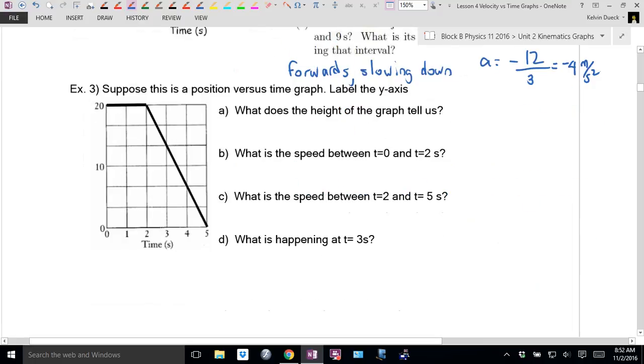Example 3. Suppose this is a position versus time graph. Label the axis. So I'm going to go really lazy. D in meters. You can write the whole distance thing out, but we're just doing a rough sketch. What does the height, remember the height is the y coordinate, tell us? Maybe this is so obvious that it's tough. What does the height, the y coordinate, tell us? I'll say the word distance, and I like your word, I'll put it in brackets. How far?